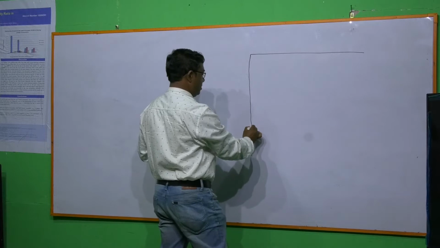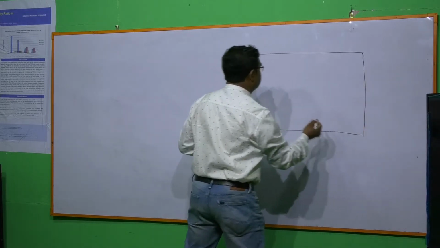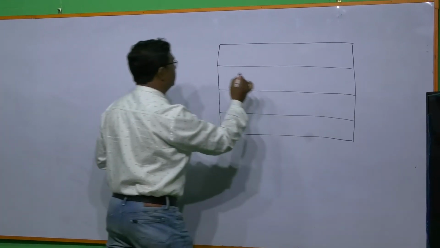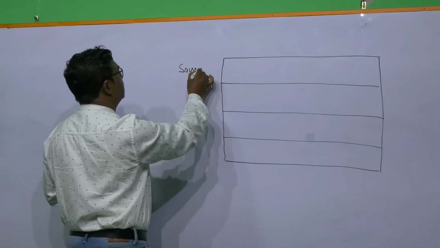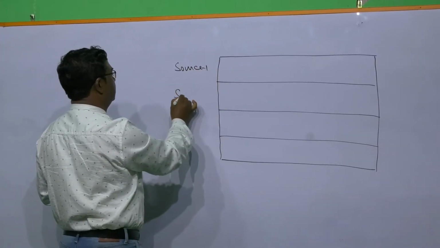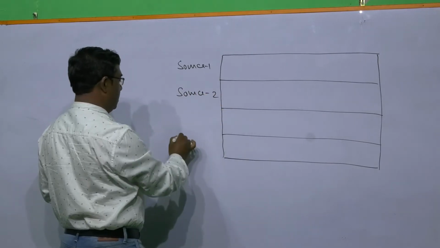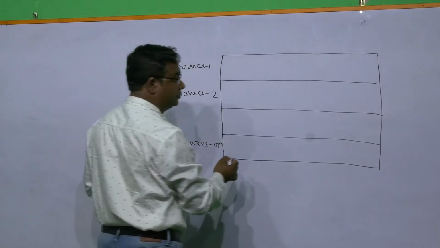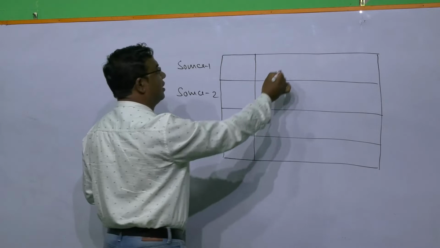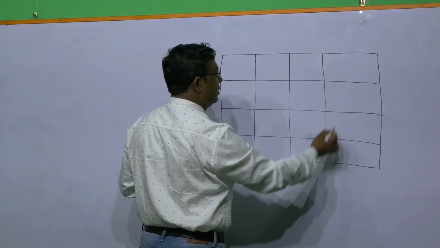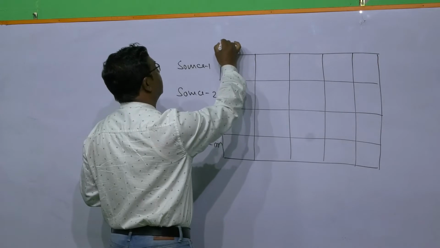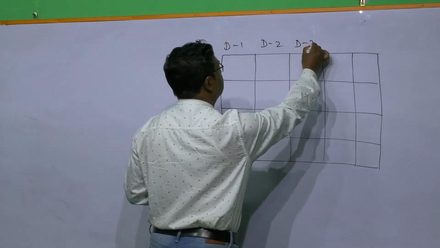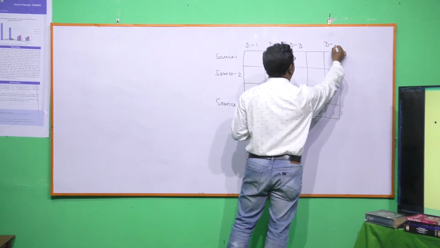So there are m sources. Say, this is source 1, source 2, and so on, source m. There are m sources. Then the number of destinations is n. So destination D1, destination 2, destination 3, and so on, destination n.